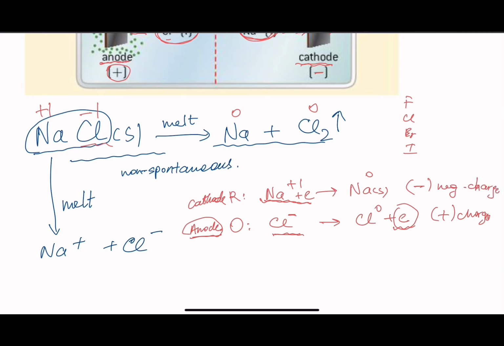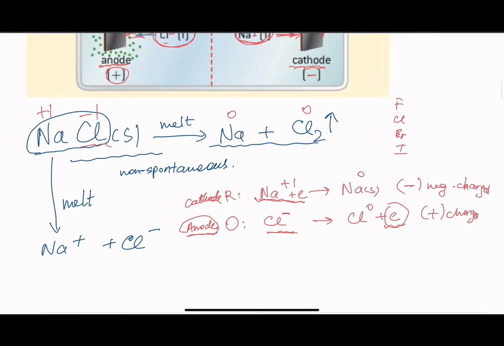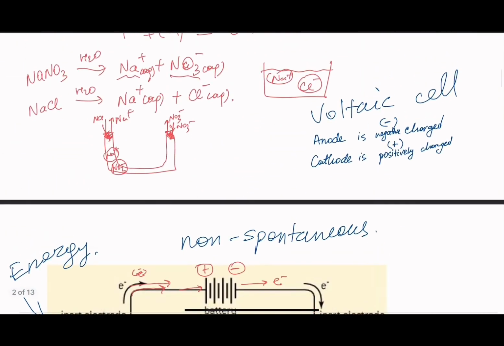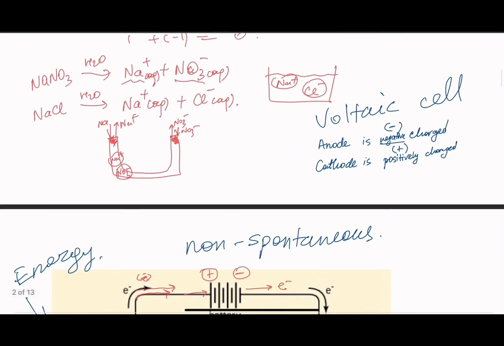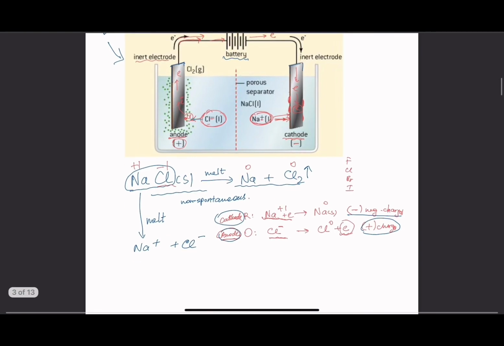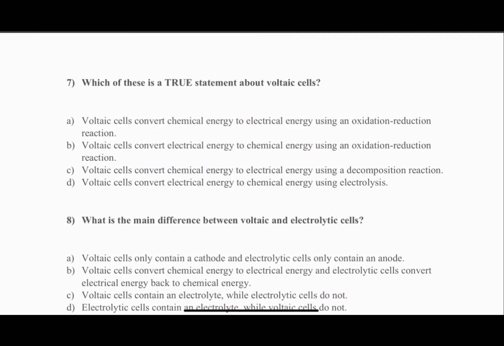So from here we know that in an electrolytic cell, the cathode is negatively charged and the anode is positively charged. While if you look back at the voltaic cell, the anode is negatively charged and the cathode is positively charged. They are just opposite of each other. You just need to know this.